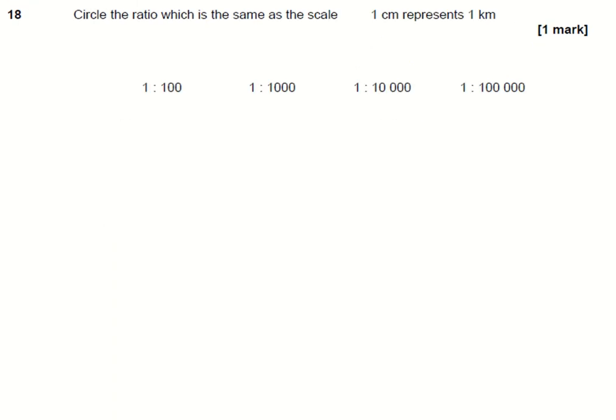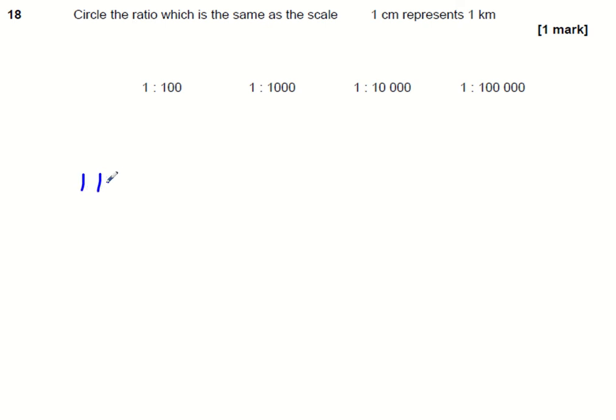Question 18. Circle the ratio which is the same as the scale. 1 centimetre represents 1 kilometre. Right, this is all about metric units. So 1 centimetre represents 1 kilometre. That 1 centimetre is what the 1 represents in each of these ratios. Now the thing about ratios is that the units have to be the same, which means if that's 1 centimetre, that's supposed to be 100 centimetres, 1000 centimetres, and so on. So you're basically having to turn 1 kilometre into centimetres.